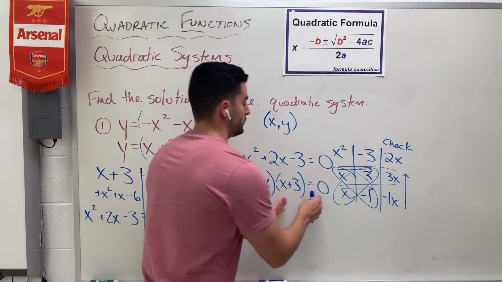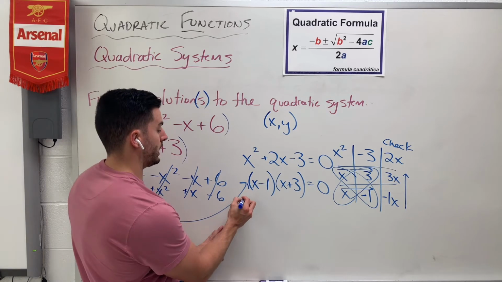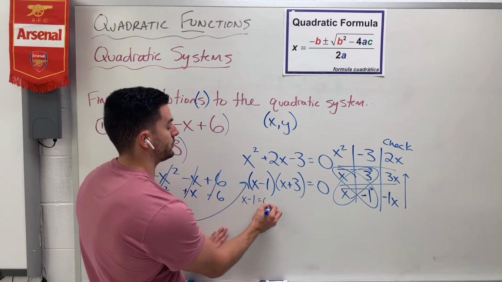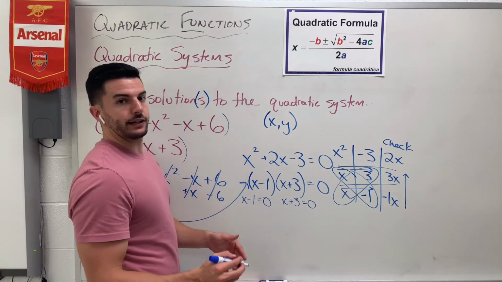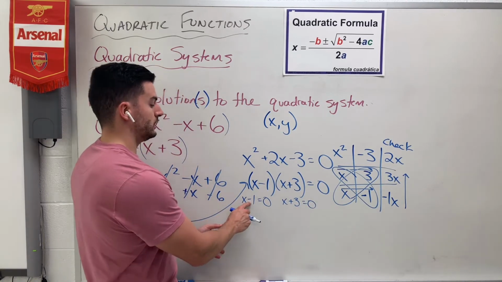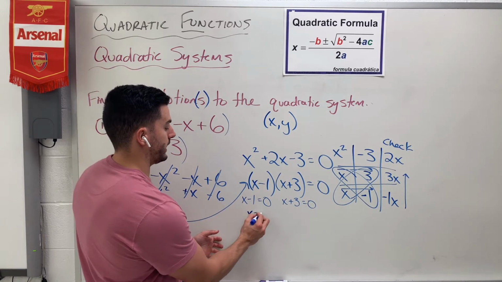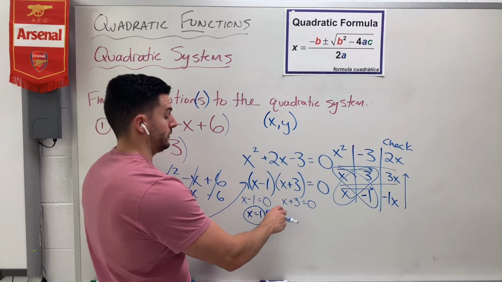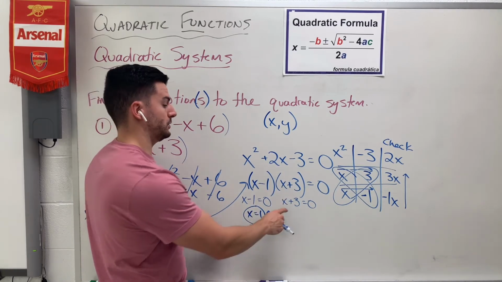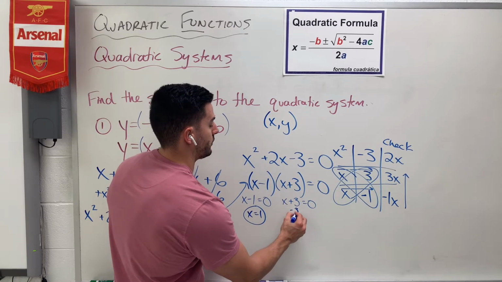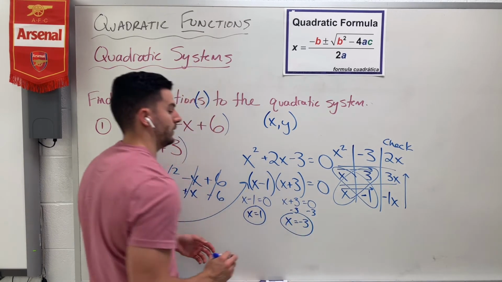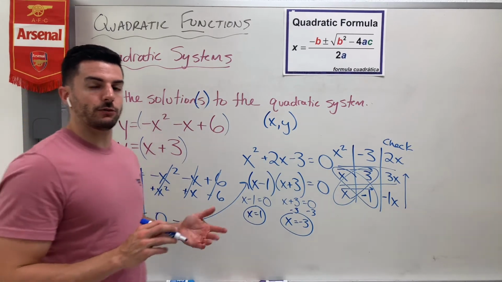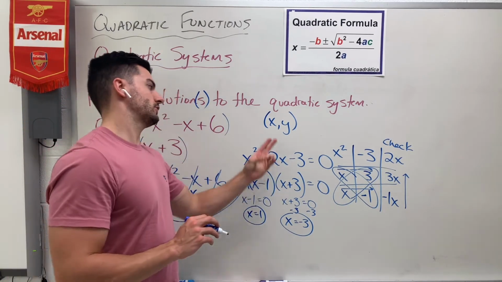So now that I have these two groups, I can say, okay, this x minus 1 could equal 0, and then this x plus 3 could equal 0, and I could solve them for x, right? So if I do plus 1 to both sides, I would get x equals 1. So that is one x solution, and then for this one, I could minus 3 to both sides, and we'll get x equals negative 3, okay?